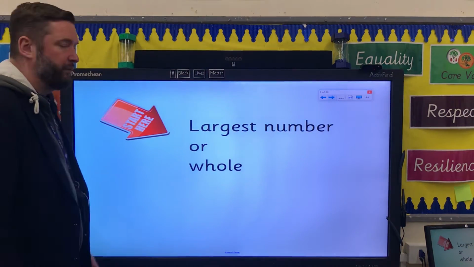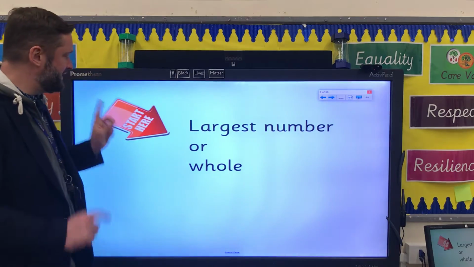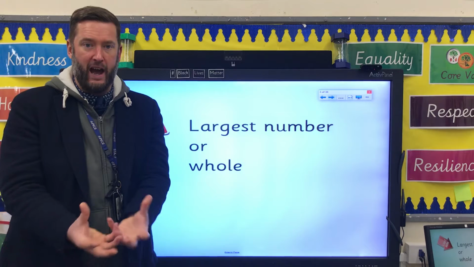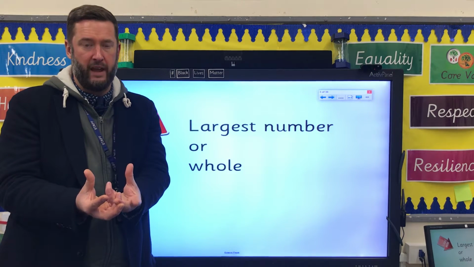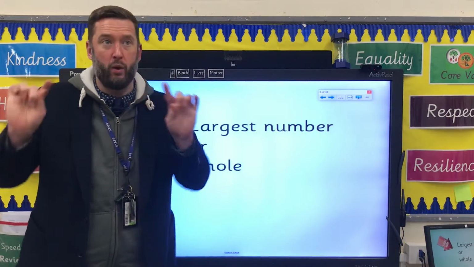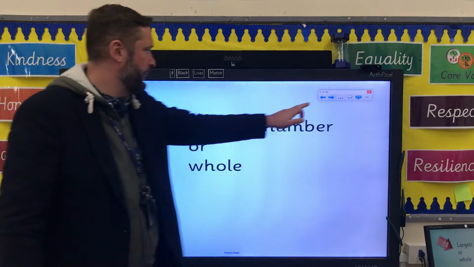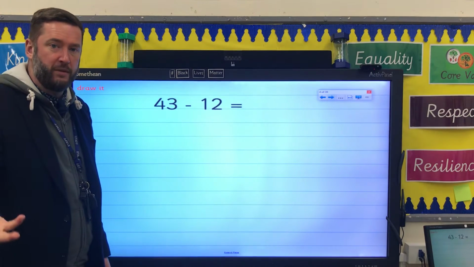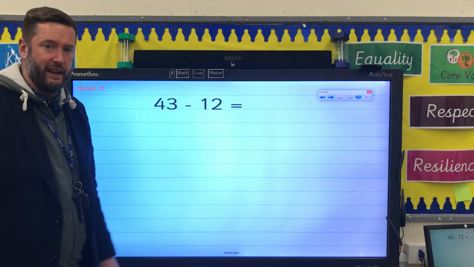Okay, now, the most important thing with subtraction, we always start with the largest number. That's our whole. We always start with the largest number. Okay, that's really important to remember. Tell me what I just said. Well done. Okay, so the strategy we're going to use first is to draw it using a place value chart.